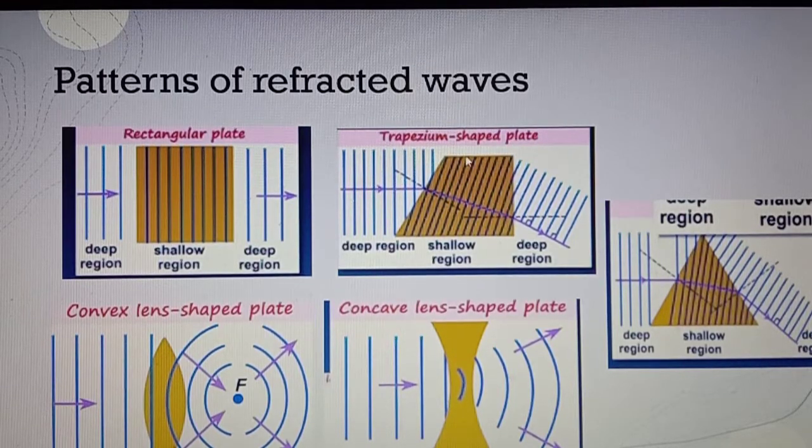When you put a trapezium shaped plate, this is the incident wave. At this point we draw the normal line. So from deep to shallow, it refracts towards the normal.